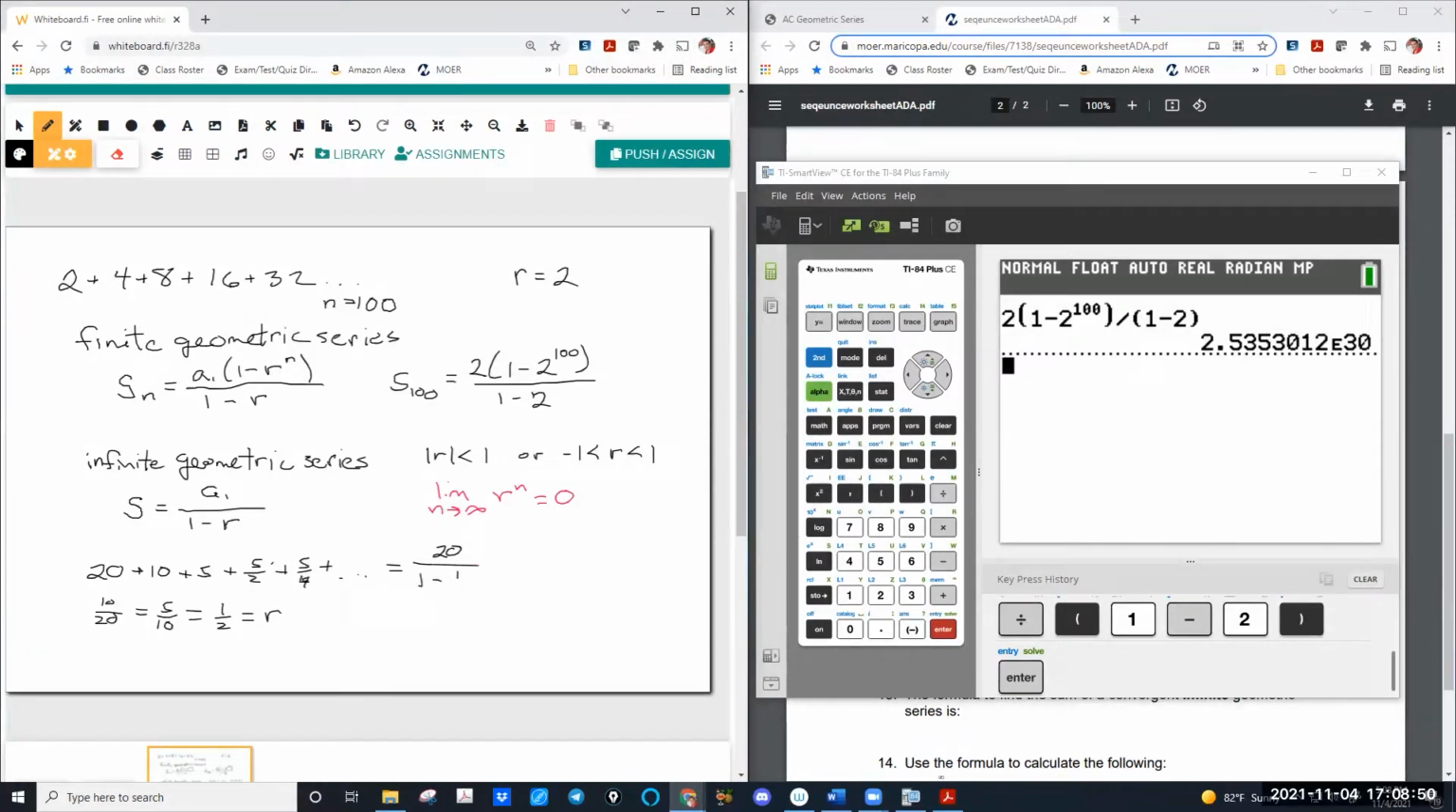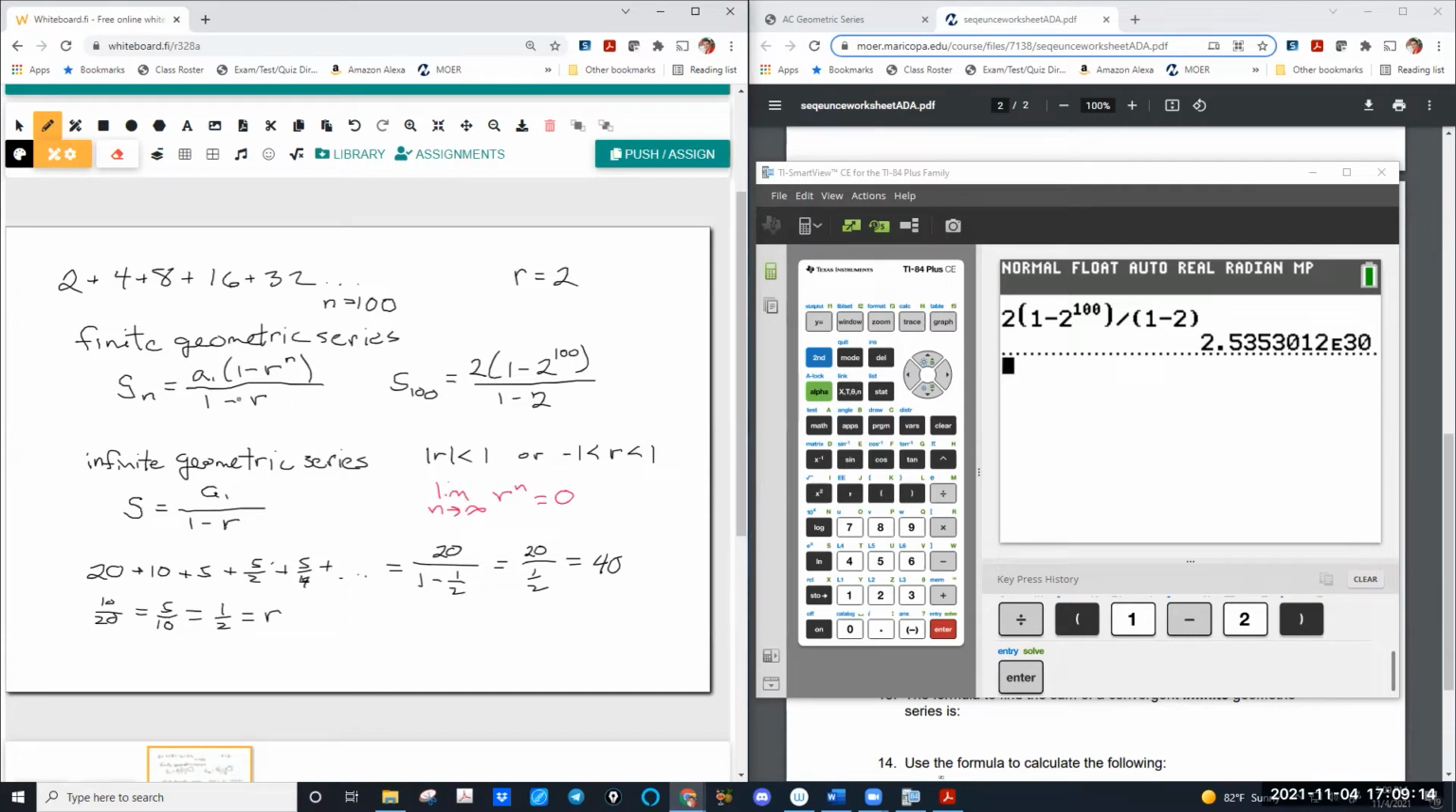So 20 over 1 minus 1/2. This one we can do by hand. 20 over 1/2. 20 divided by 1/2 is 40, and that's our sum. So this infinite geometric series is able to be summed up because the terms eventually go to 0.